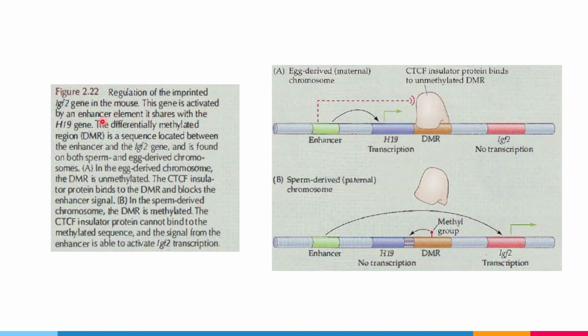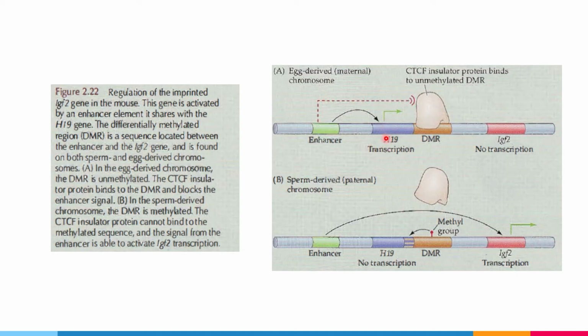This gene is activated by an enhancer element. It shares it with the H19 gene, but that is irrelevant. We only want to look at this IGF2 only. So there is a differentially methylated region that is present between the enhancer and the IGF2, and there is a CTCF insulator protein, and this protein binds to silencer sequences and prevents transcription of the gene.